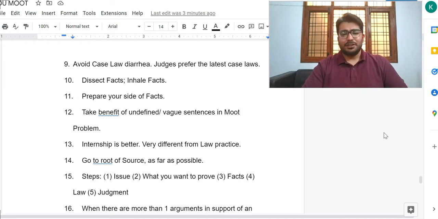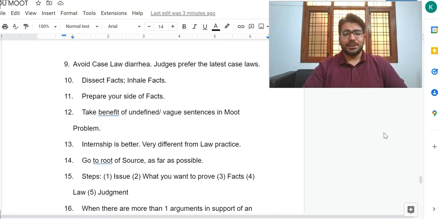In any case, facts are the only thing that acts as the basis of any argument, be it legal or otherwise. So always try to dissect facts. In fact, when I explain the proposition of this moot court competition, I will give you an example and illustrate how you dissect the facts.